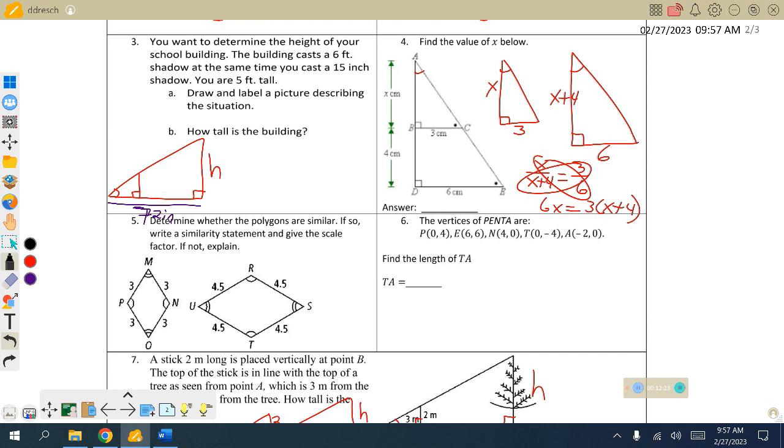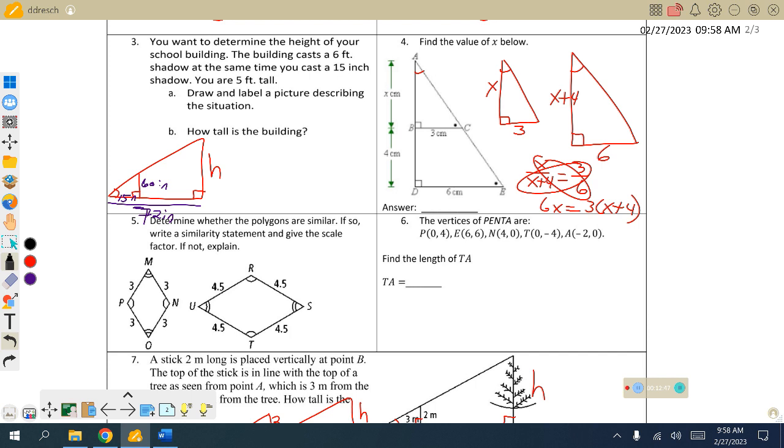Now, you are 5 feet tall. 5 feet tall means times 12, you are 60 inches. Now, your shadow's pretty short. It's already in inches, so you are 15 inches. Write that a little bit better. Okay, so we're good to go on that.